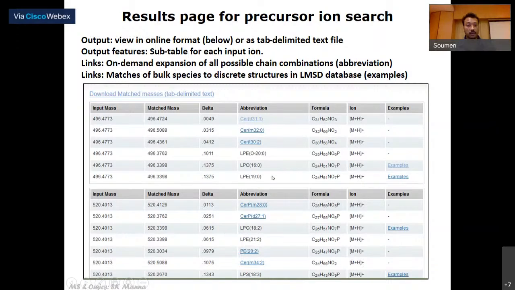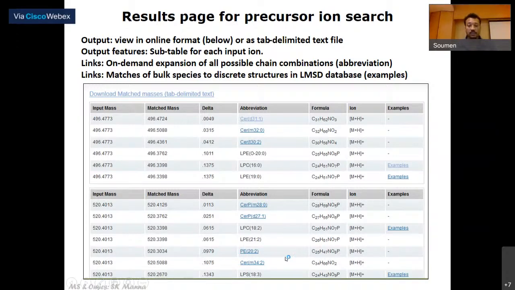as your plausible hits. Okay, and since in this case we only selected protonated species, of course it will show you protonated species as well. If you select it to be something else, it will show up as that. So similarly for 520, you can have several other hits.